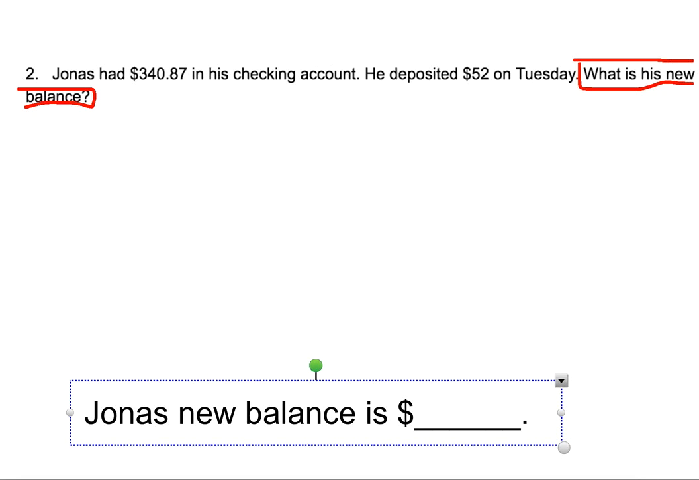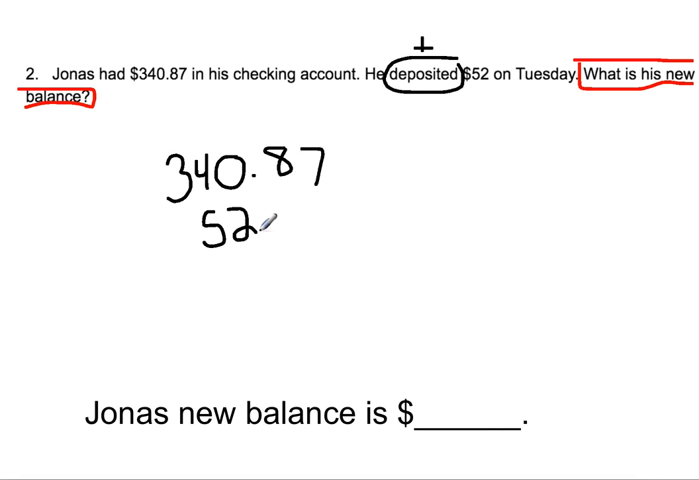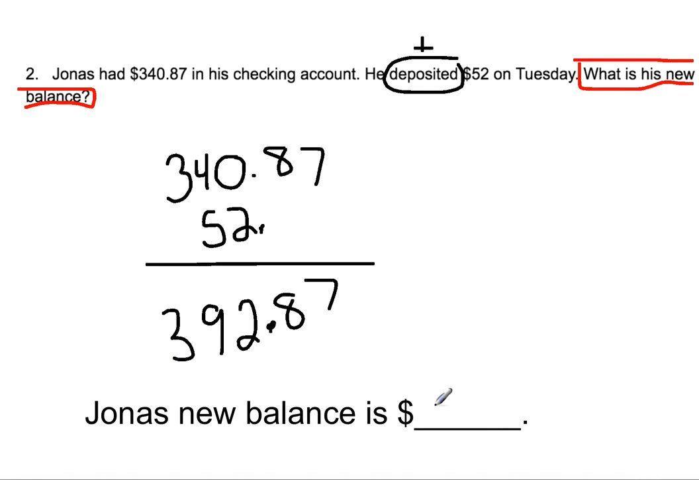So let's see. Let's find some clue words. Deposited would be a big one. Deposit means to add to your banking account. So I'd take $340.87. Remember, when you add, you line up your decimal points. So 7, 8, bring down the decimal point, 2, 9, 3. $392.87.